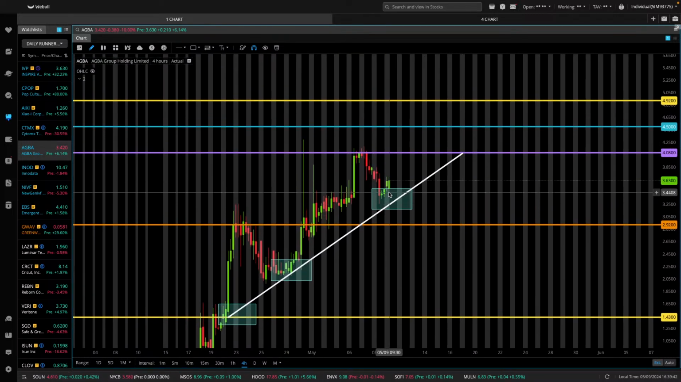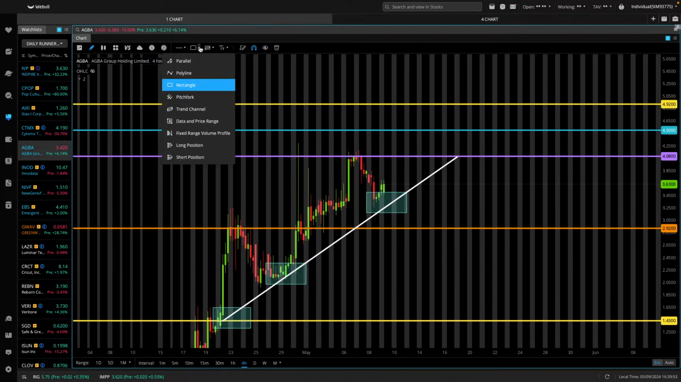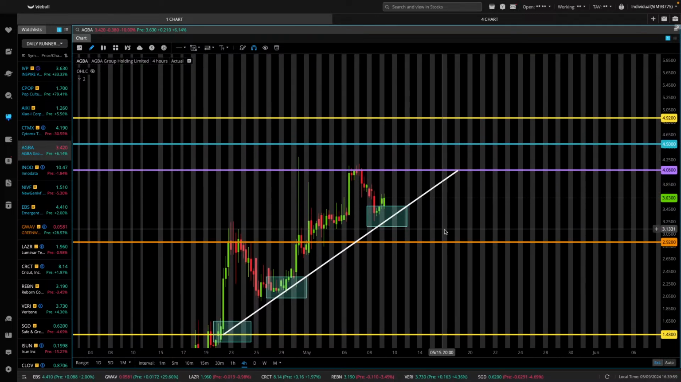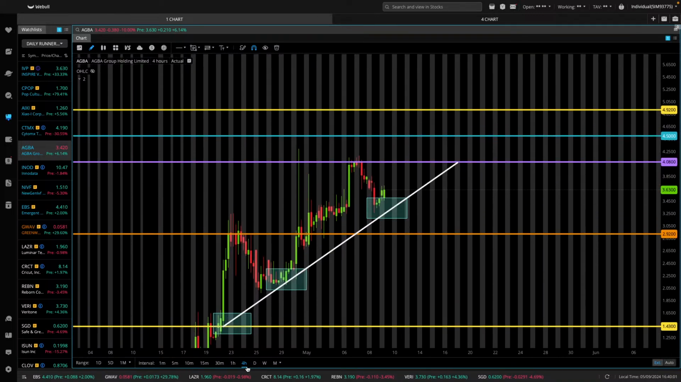So maybe it could be good entries here. If you did have a stop loss, it would obviously be underneath here, below this trend line, which is, I would say, give it some room, maybe 315. It is a bit of a larger stop loss, like a 12% stop loss, but this would be a swing trade setup due to it being on the 4-hour. If this was on the 5-minute, it would be a completely different story. That is where you would look for day trade setups.